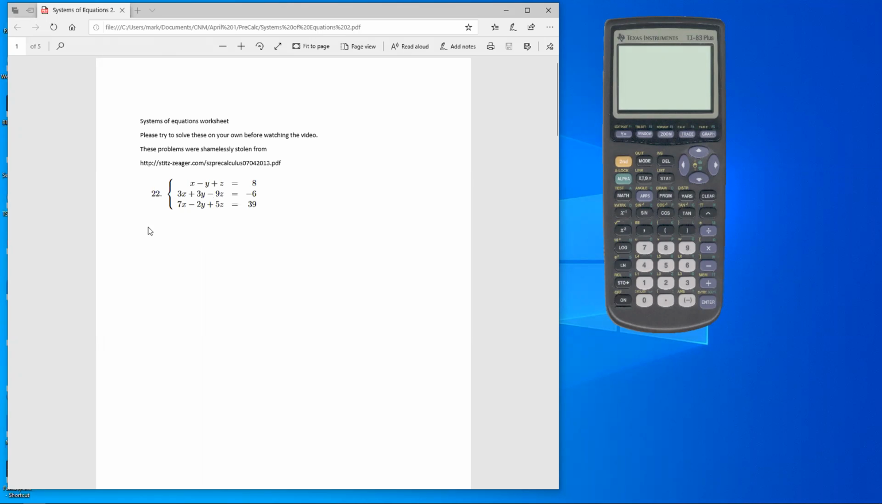Okay, and I understand that these problems can be a little bit on the difficult side and or the tedious side, so they can get stuck. So let's go ahead and start this.